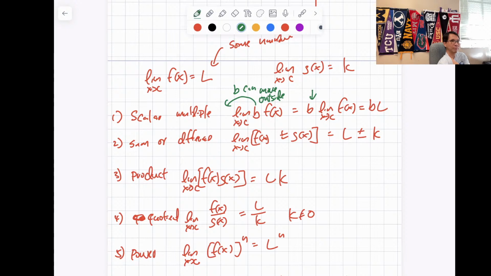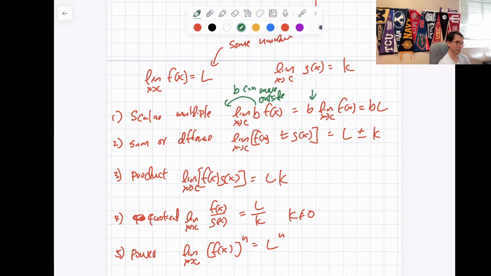Now, sum and difference. The limit as x approaches c of f of x plus or minus g of x is just equal to L plus or minus K. That's very intuitive. If the limit of f of x is L and the limit of g of x is K, and they can both be added together, the result is going to add together. Same thing on multiplying, dividing, and power. So that's pretty much a reciprocal.